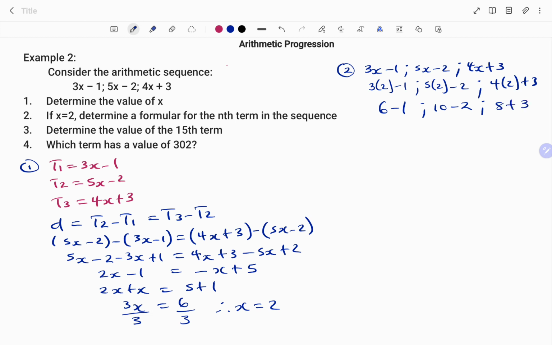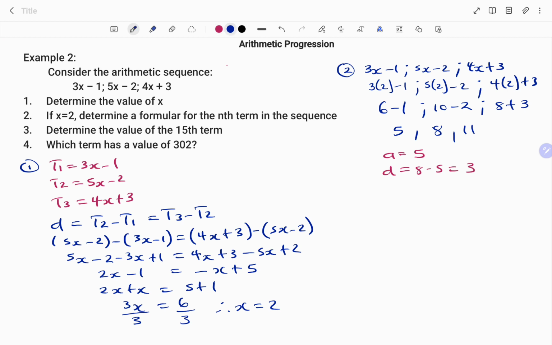The first term is going to be 5. The second term is going to be 8, and the last term is going to be 11. Our first term, a, using that sequence, is going to be 5. Our common difference is going to be 8 minus 5, which is 3, or 11 minus 8, which is also 3.